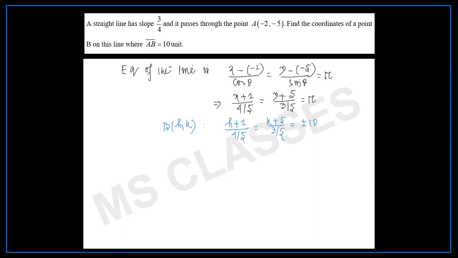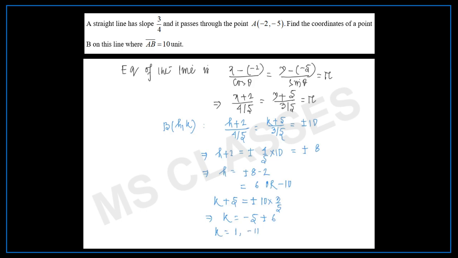Now we solve it. So h plus 2 will be equal to plus minus 4 by 5 into 10. That will be plus minus 8. So this gives us h equal to 6 or minus 10. And k plus 5 equal to plus minus 10 into 3 by 5. So this gives k equal to minus 5 plus minus 6. So k can be 1 or minus 11.